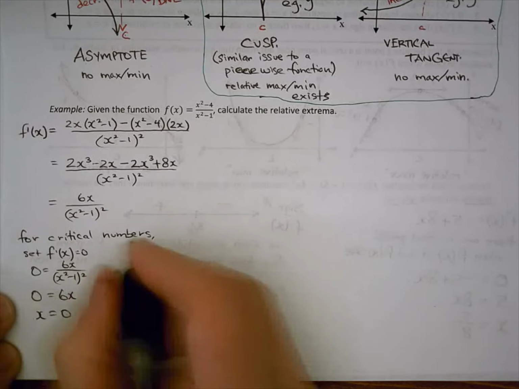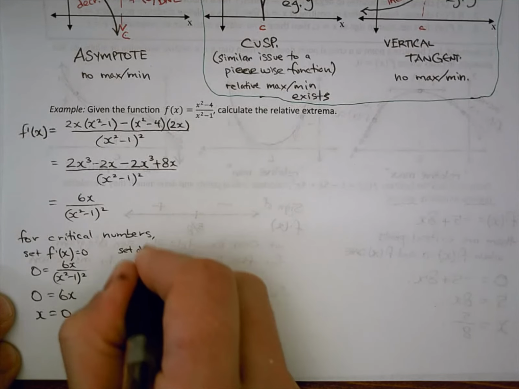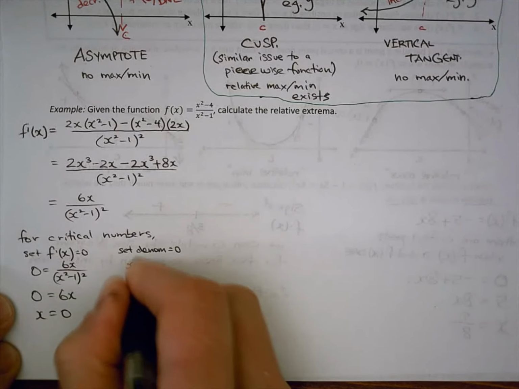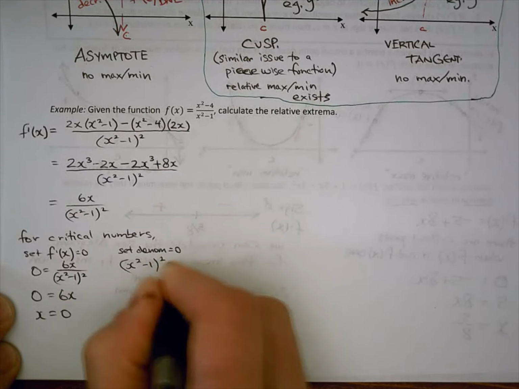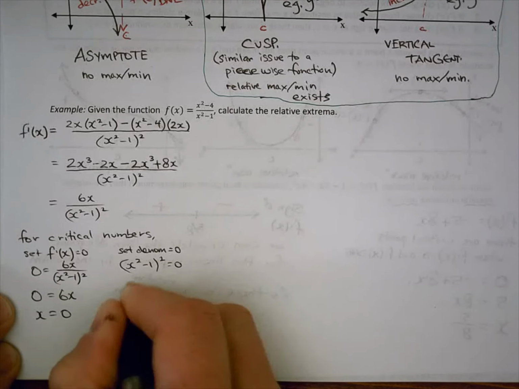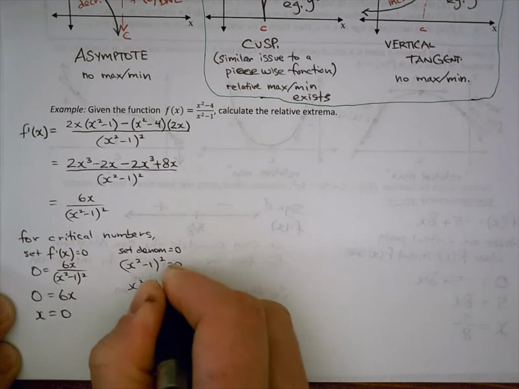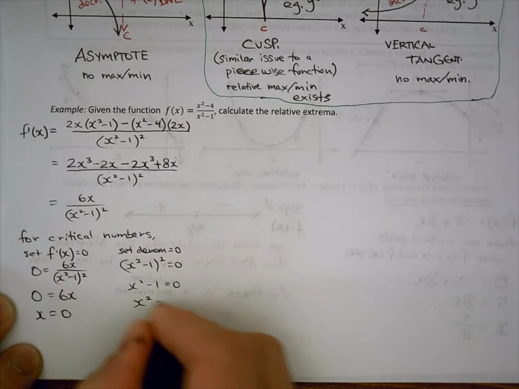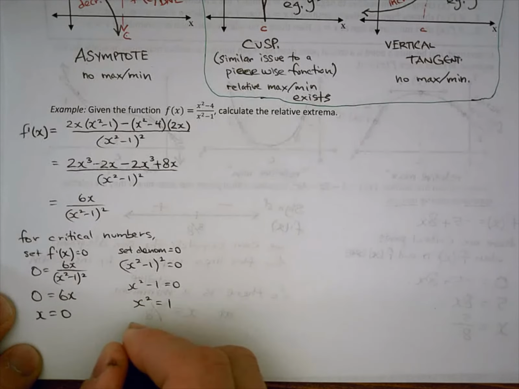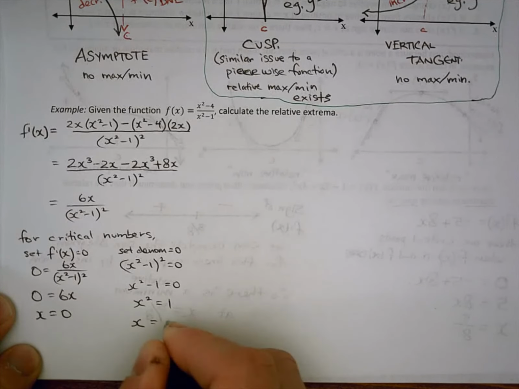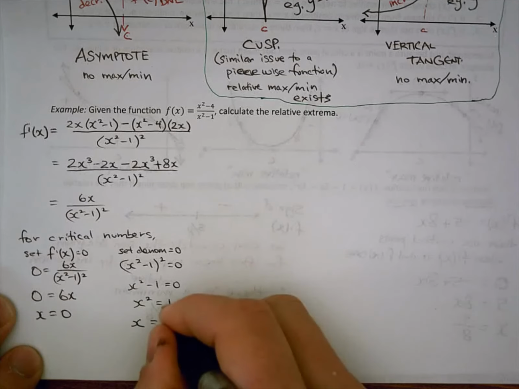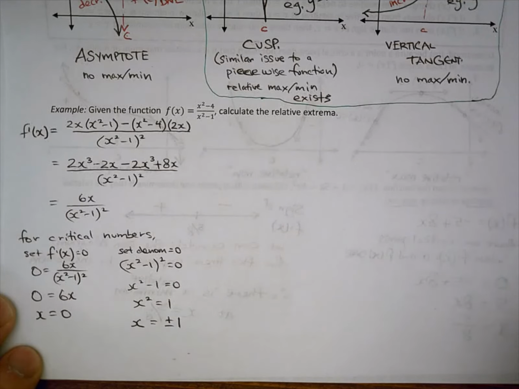Now the other one, you can't forget the other one, is to set the denominator equal to 0. So I have this denominator, x squared minus 1 all squared is equal to 0. I'm going to take the square root of both sides. Then I'm going to bring the 1 over to the other side. Then I have to take the square root of both sides. So I end up with x is equal to plus or minus 1. Hopefully you remember how to do that. The square root of 1 is plus 1 or minus 1. So now I have actually 3 critical numbers.